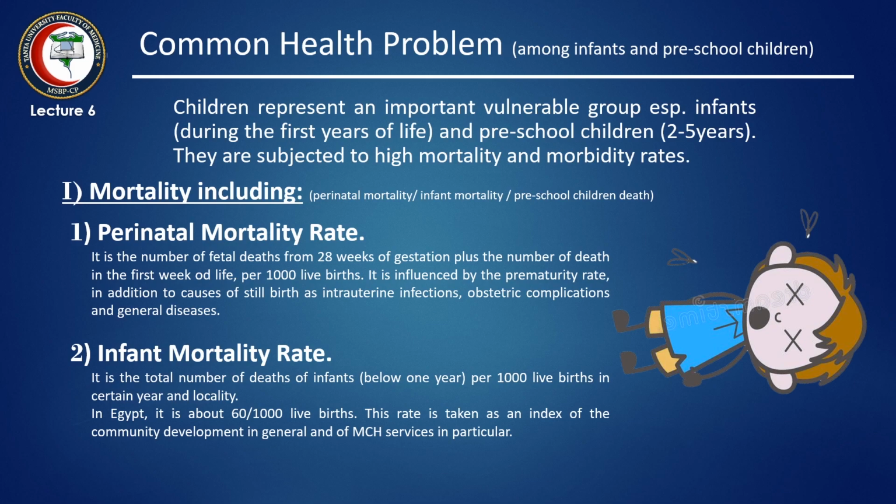Mortality, including first, perinatal mortality, infant mortality, and preschool children deaths. By perinatal mortality, it is the number of fetal deaths from 28 weeks of gestation plus the number of deaths in the first week of life per 1,000 live births.